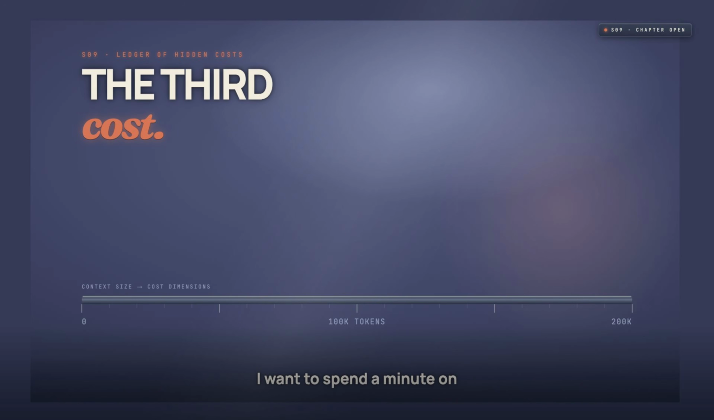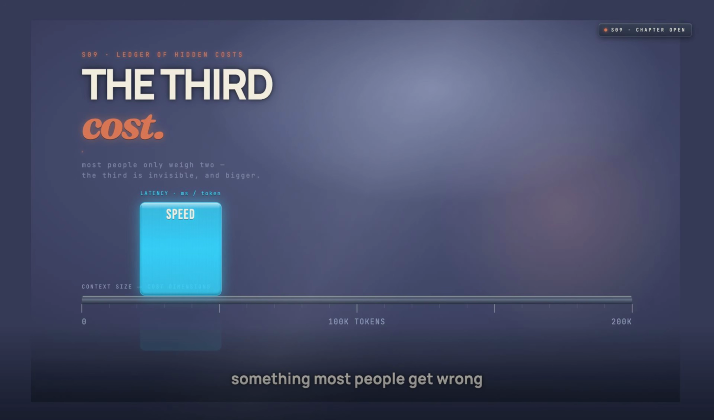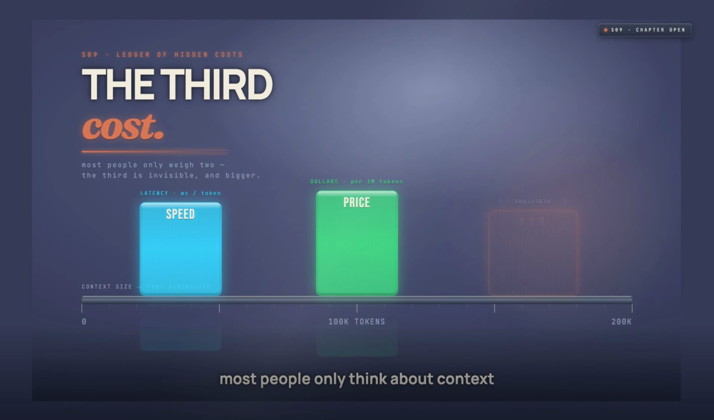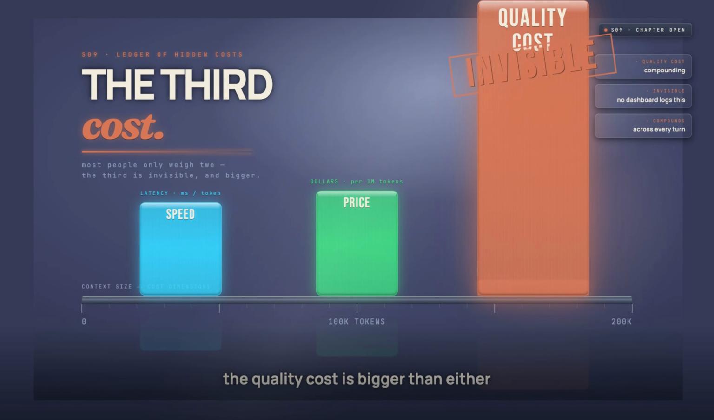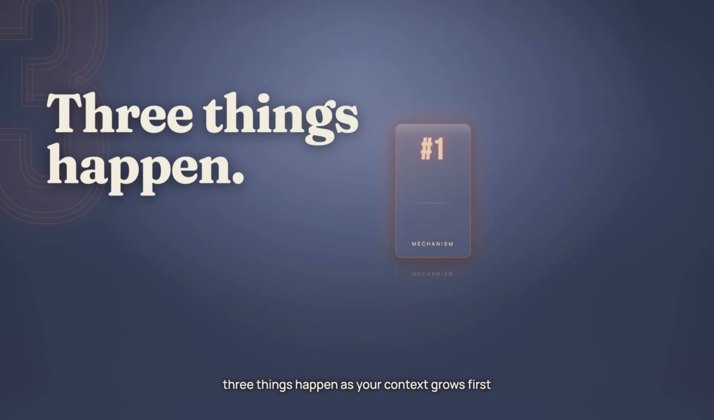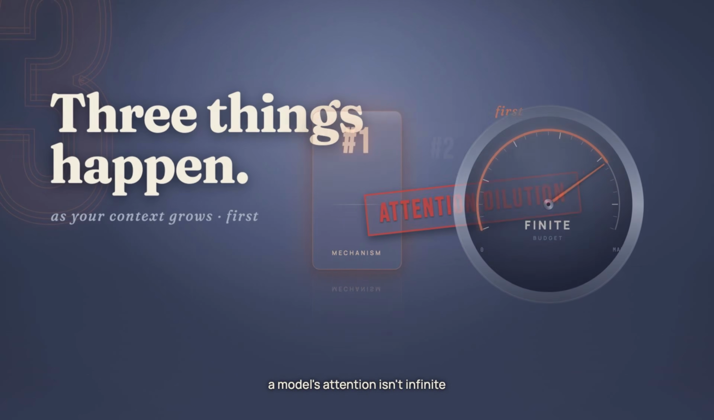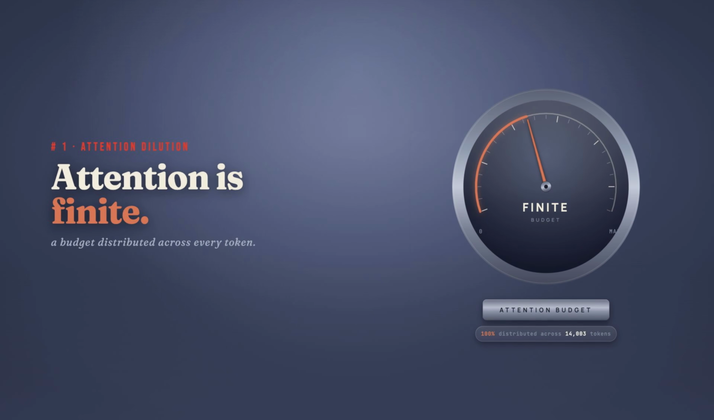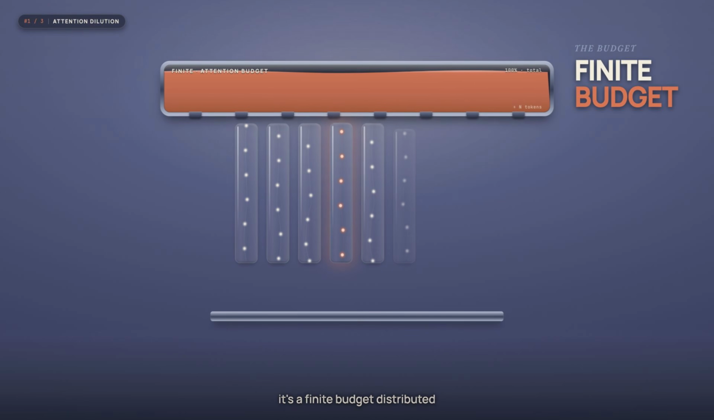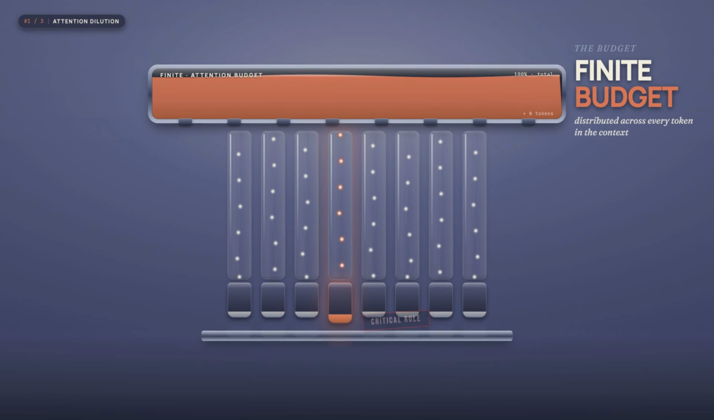I want to spend a minute on something most people get wrong. Most people only think about context size in terms of speed and price. The quality cost is bigger than either, and it's invisible. Three things happen as your context grows. First, attention dilution. A model's attention isn't infinite. It's a finite budget, distributed across every token in the context.